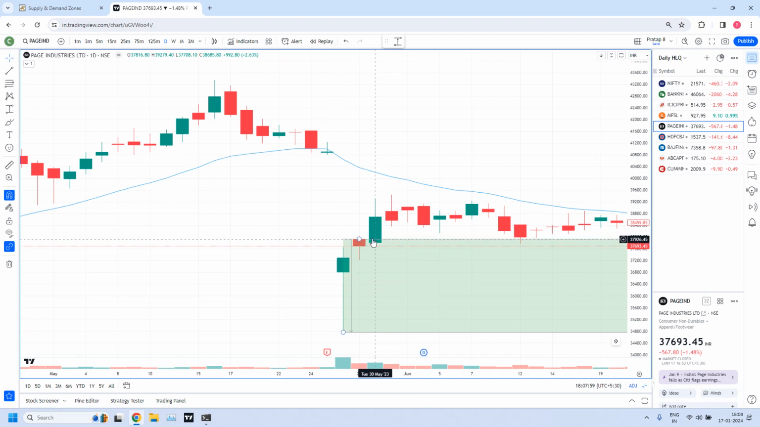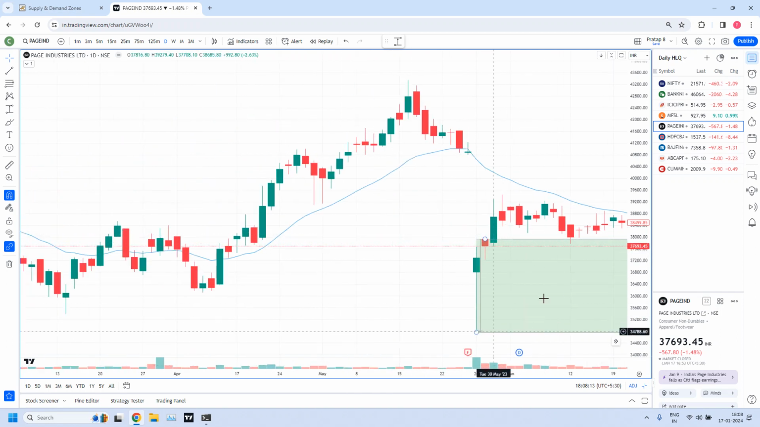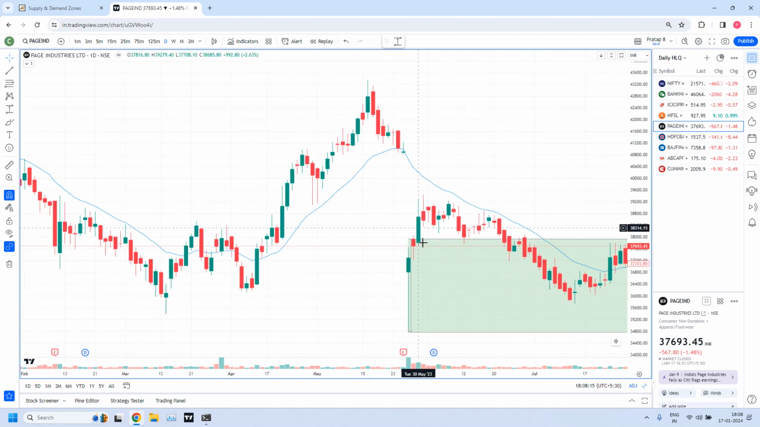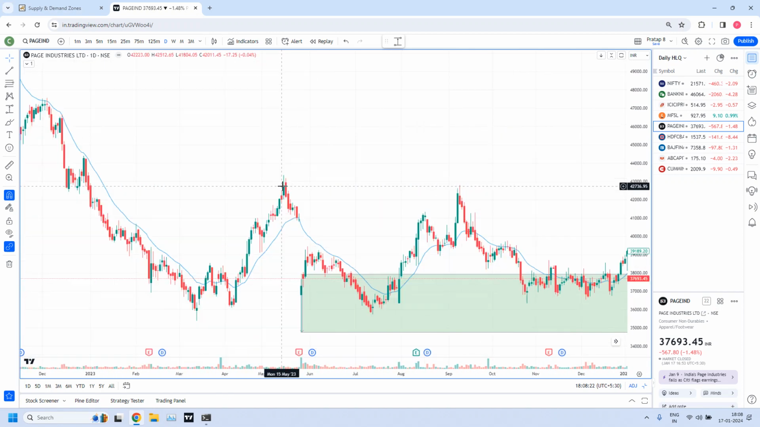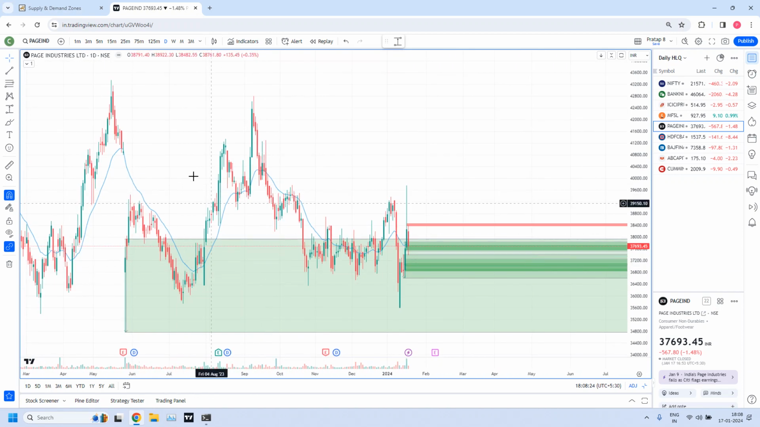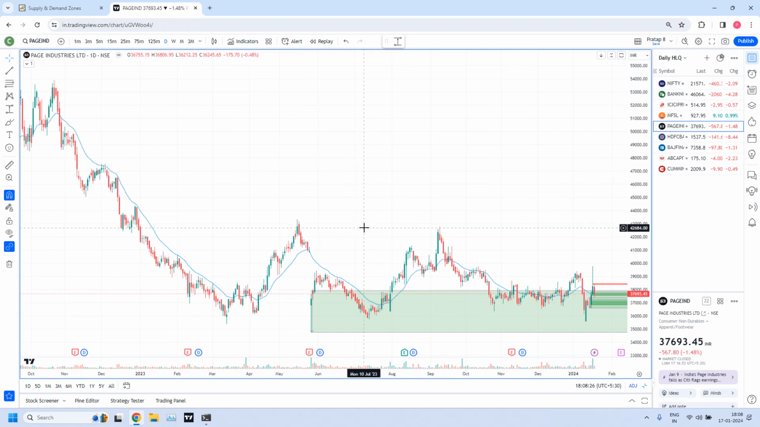In a drop base rally, how do you draw the zone? You will be seeing the low of this leg-in candle, the low of the base candle, and the low of the leg-out candle. That way you draw the zone. That's why we got a very big zone here. The width of the zone is very high here. Almost some 7 or 8% width is there as per our yesterday's report. That means the risk. But anyway, our strategy is different.